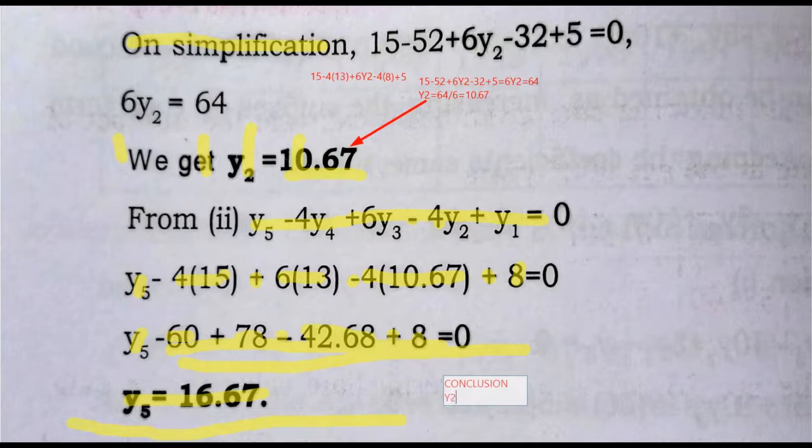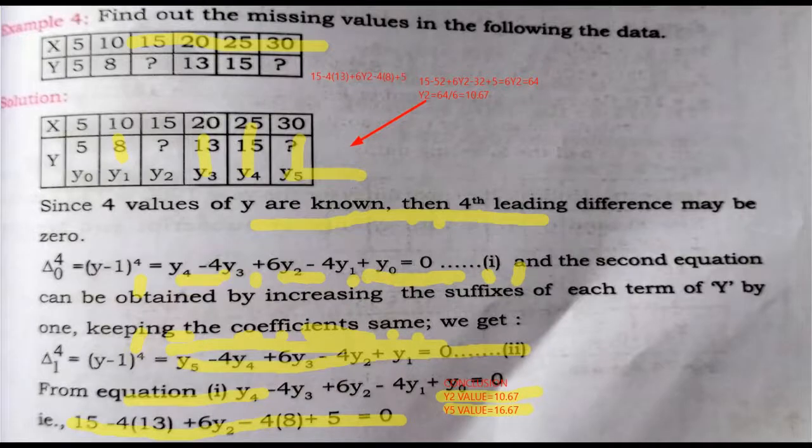Therefore here we can write the conclusion: the y2 value is equal to 10.67 and the y5 value is equal to 16.67. The y2 and y5 values, 10.67 and 16.67, the same values we have to write here.